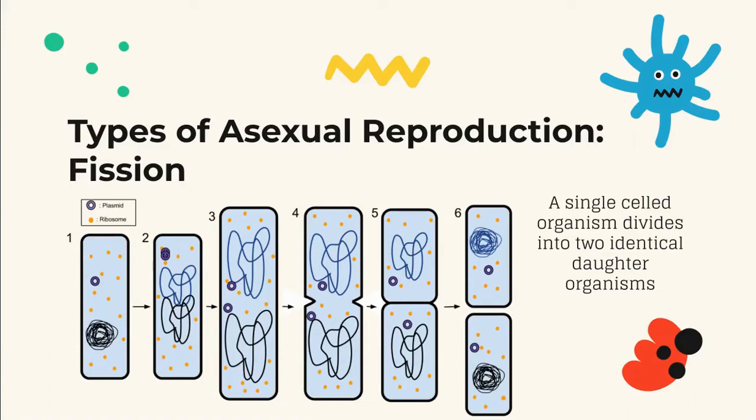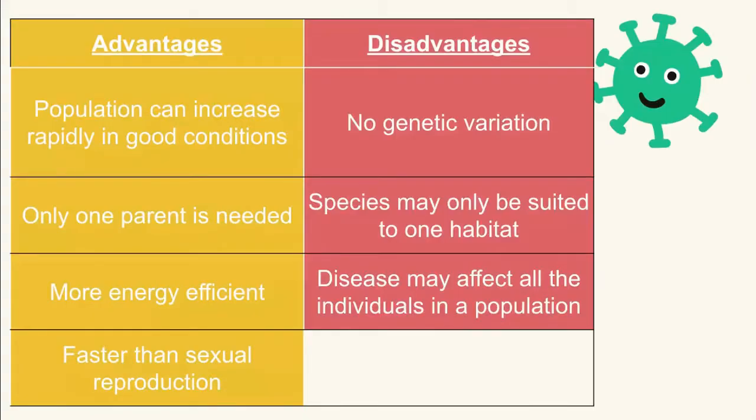There are advantages and disadvantages to asexual reproduction. Some advantages are that the population can increase very rapidly in good conditions. Only one parent is needed. There's no need to go searching for a mate. It's more energy efficient. It doesn't require as much energy to go through asexual reproduction, and it's faster than sexual reproduction.